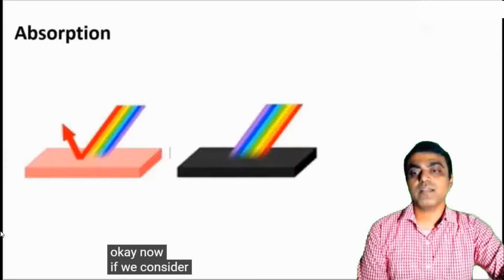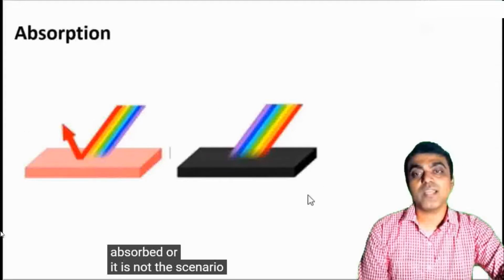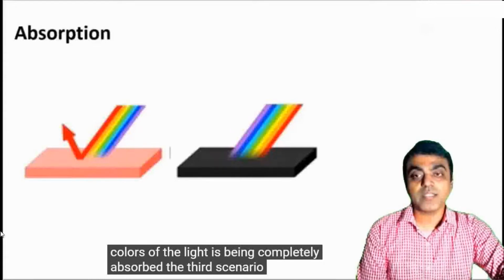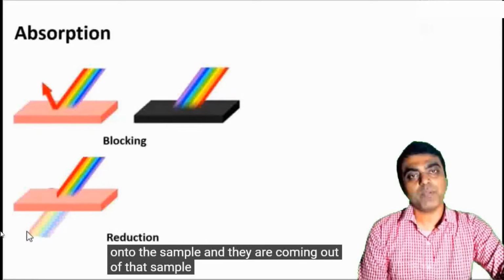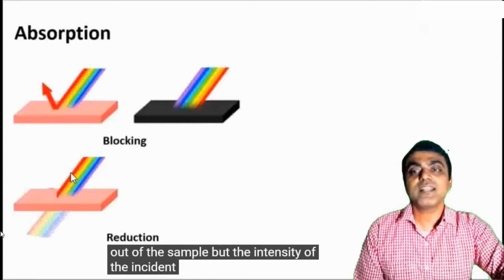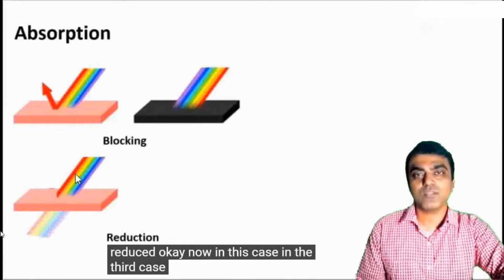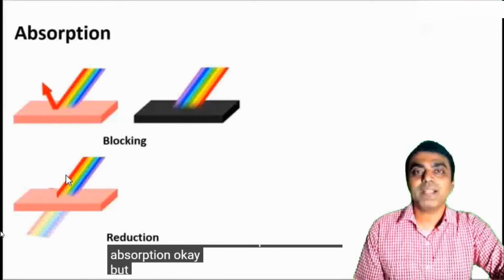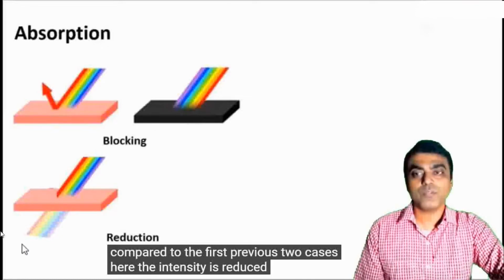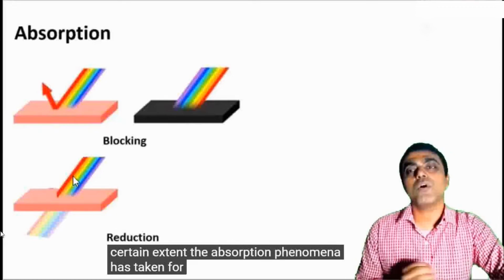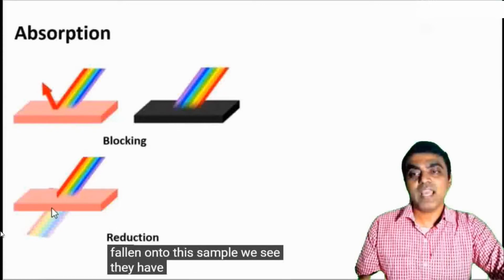Now, if we consider another scenario where one or other color of light is not being absorbed, it is not the scenario where all the colors of the light are being completely absorbed. The third scenario is when all the colors of the light are falling onto the sample and they are coming out of that sample. They are being reflected out of that sample, but the intensity of the incident light is higher and the light coming out from that sample has reduced. Now, in this third case also, we see the phenomenon of absorption. But this absorption is not the same as in the previous two cases. Here, the intensity is reduced because to a certain extent the absorption has taken place for all the colors. So whatever rays of light or color of light has fallen onto this sample, they have been absorbed to a certain extent.